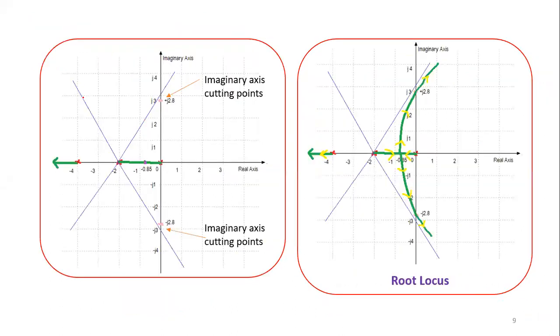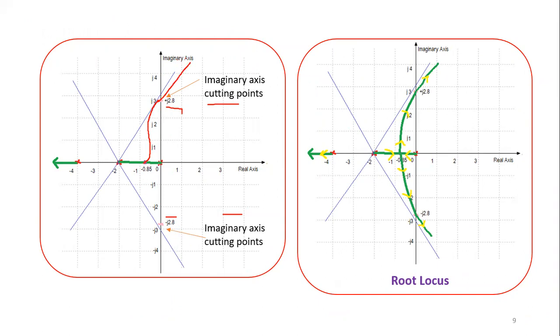I will show you the graph. First, we represent the imaginary axis cutting points, at plus j2.8 and minus j2.8. We already know the breakaway point, which is minus 0.854. Now this root locus starts between these two poles, and here it diverges. At the breakaway point, it diverges, crosses the imaginary axis at plus j2.8, and travels towards infinity following this asymptote. Like this, it will go.